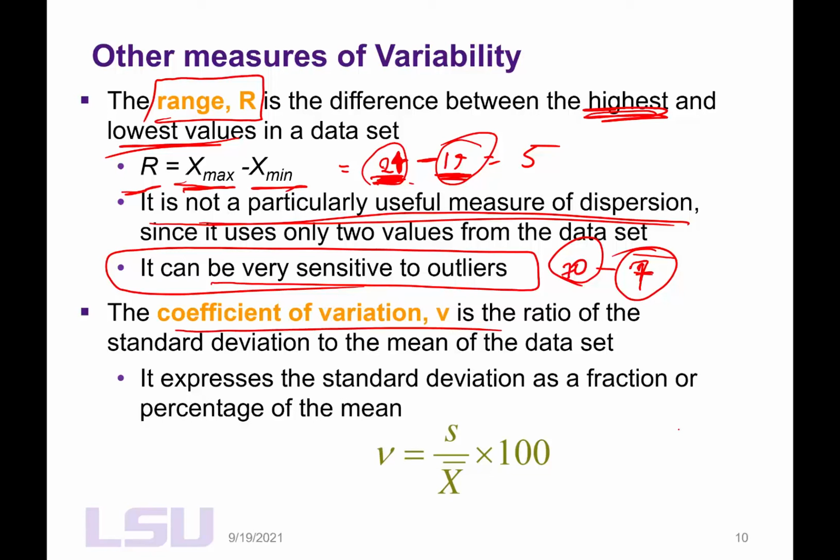Coefficient of variation, that is the ratio of the standard deviation to the mean. And then you can express that fraction as a percentage. That is the coefficient of variation.